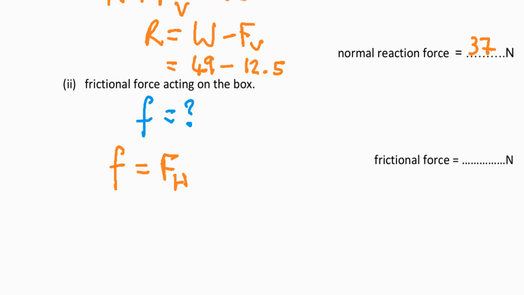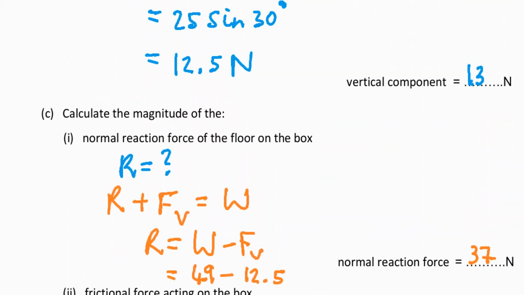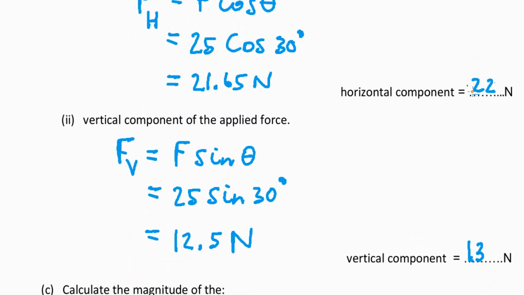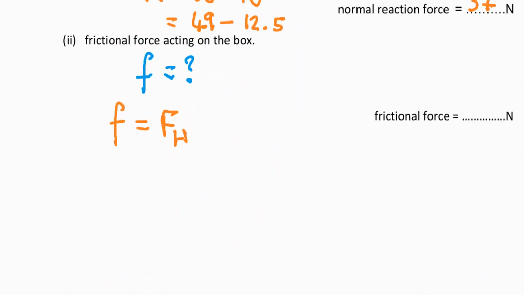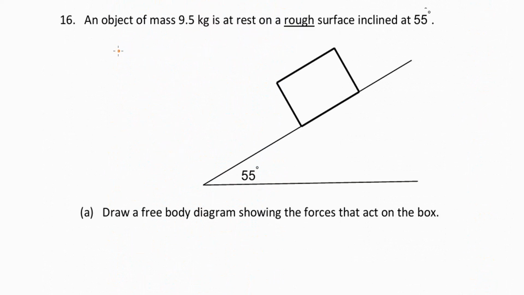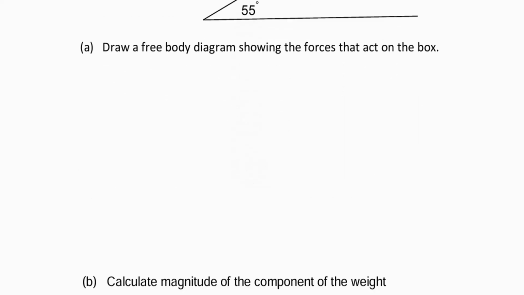And we do have Fh, the horizontal component. It was 22 newtons. Let's look at question 16. It says an object of mass 9.5 kilograms is at rest on a rough surface inclined at 55 degrees. In A, we have to draw a free body diagram showing the forces that act on the box.